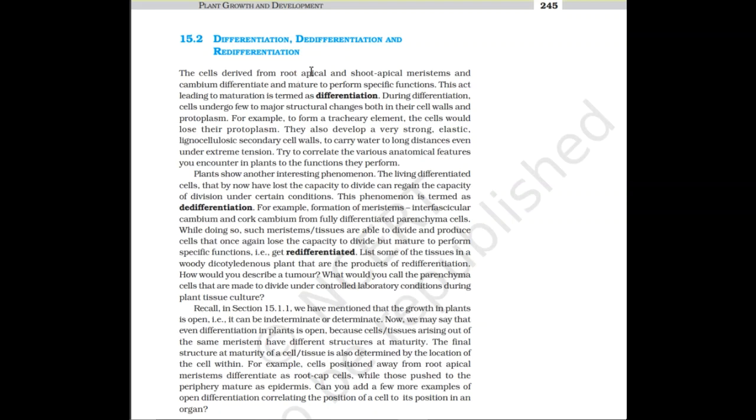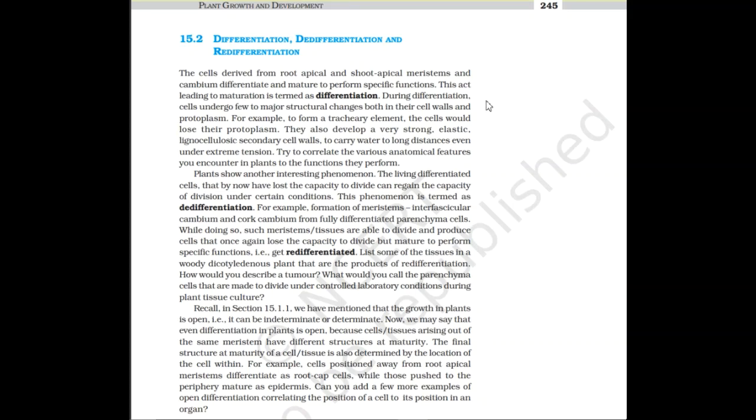Let us see differentiation, dedifferentiation, and redifferentiation. The cells derived from root apical and shoot apical meristems can be undifferentiated and mature to perform specific functions. This act leading to maturation is termed differentiation.